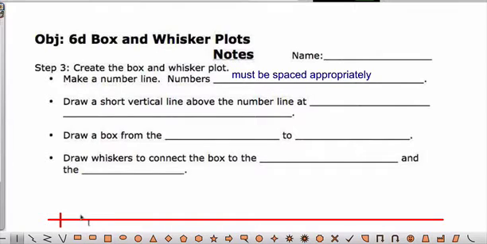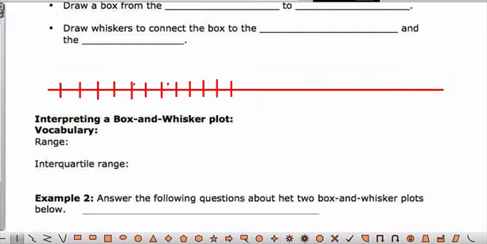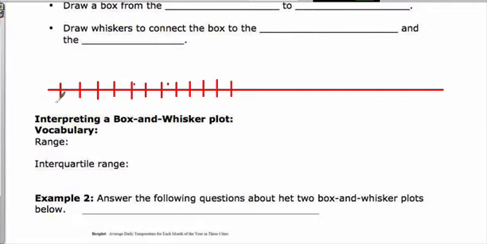So when I go to draw my tick marks, I want to have about even spaces between. I'm not going to draw this and then all of a sudden draw one right next to it like that. I'm trying to get them as close to even as possible. I suggest using graph paper or a ruler to do that. So go ahead and create your number line. And as I'm going along here making my tick marks, I also want to think, well, how far do I need my number line to go?